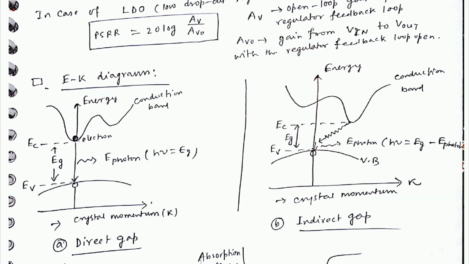E-K diagram. This is a direct band graph. As you can see, this is the E-K direct band graph, and if an electron makes a transition from the conduction band to the valence band, then a photon is emitted. And in the case of an indirect band, look, in the case of a direct gap, the conduction band minima and the valence band maxima lie at the same K. But in the case of an indirect band gap semiconductor, the conduction band minima and valence band maxima do not lie at the same K.